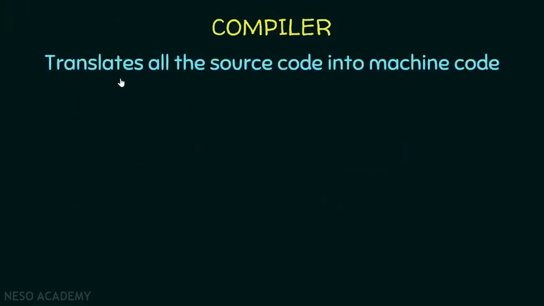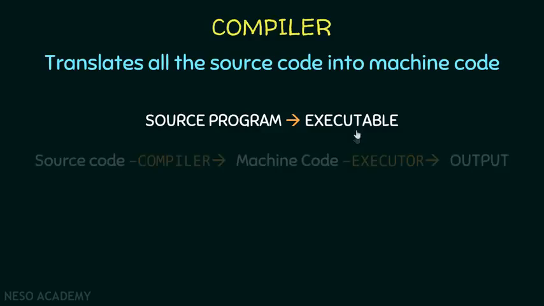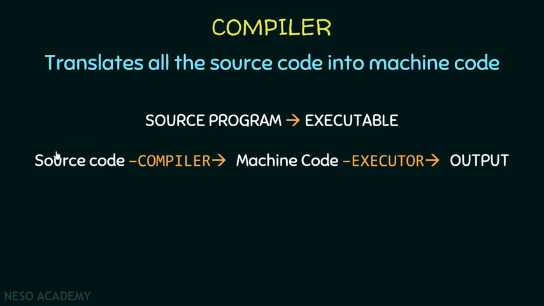So let's see how we can translate this statement to machine code using a compiler. Basically, a compiler translates all the source code into machine code. So we have a source program or source code, and we will use a compiler to get an executable. An executable is a file that can be executed by our computer. So let's have a look. We have the source code over here, and we use the compiler to generate the machine code. And whenever we generate the machine code, we can execute it using an executor to see the output or the result. So the compiler converts all the source code, or all the program, to machine code, and then we can execute it to see the output.